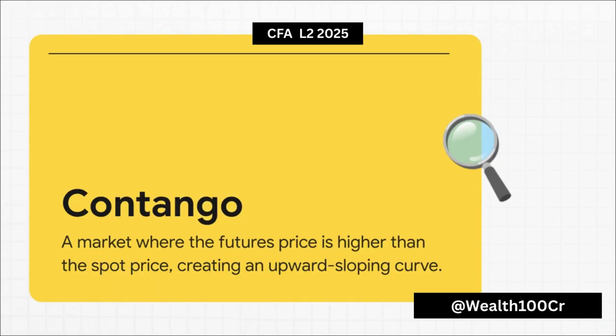First up, we have contango. This is what you have when the futures price is higher than the current spot price. And the further out you go, the higher the price gets. So, going back to our oil example, if oil today is, say, $70, the 3-month future might be 71, and the 6-month future is 72. That upward sloping price structure, that's contango.